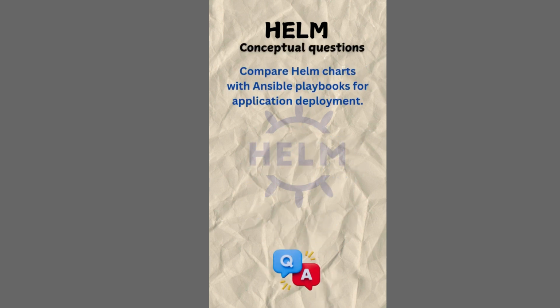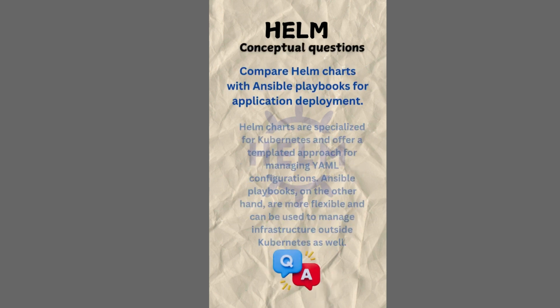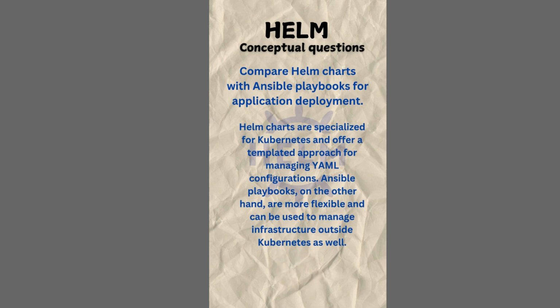Compare Helm charts with Ansible playbooks for application deployment. Helm charts are specialized for Kubernetes and offer a templated approach for managing YAML configurations. Ansible playbooks, on the other hand, are more flexible and can be used to manage infrastructure outside Kubernetes as well.